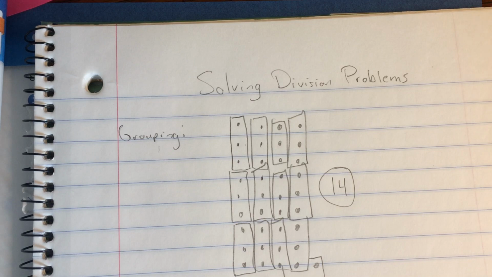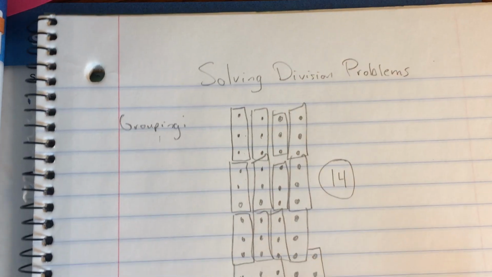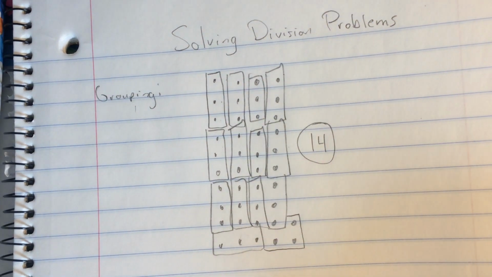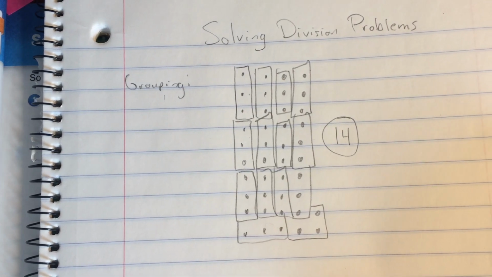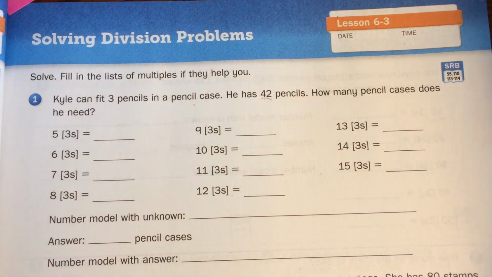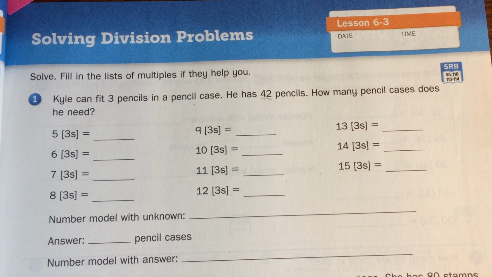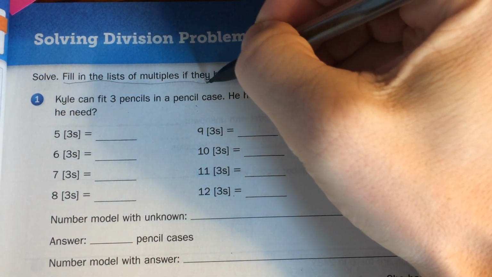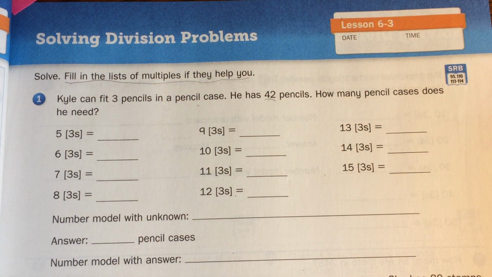to store 42 pencils. You might already be annoyed with this strategy, depending on how you feel about multiplication facts. I feel that. So let's talk about a second strategy, which is going to fit more closely to what we're doing on this journal page. And we're going to talk about thinking of multiples to see if that can help us get to our answer. You'll notice, in fact, that's what we'll be doing today. Fill in the lists of multiples if they help you.